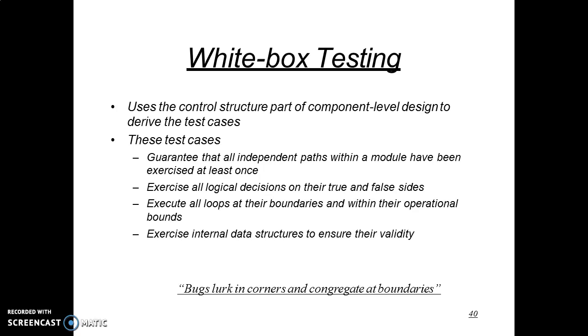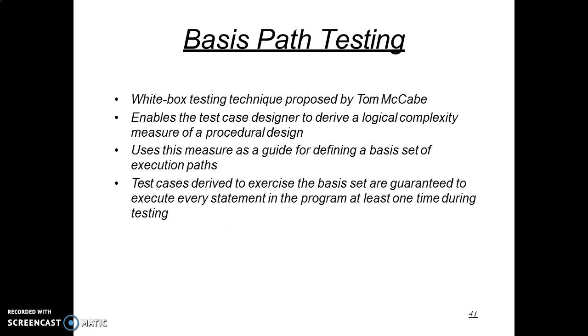So here in white box testing, the test cases guarantee that every independent path will be checked at least once. Logical decisions we check for true and false, both sides. All the loops are checked for their boundary and within their operational bound, and we exercise the internal data structures to ensure the validity.